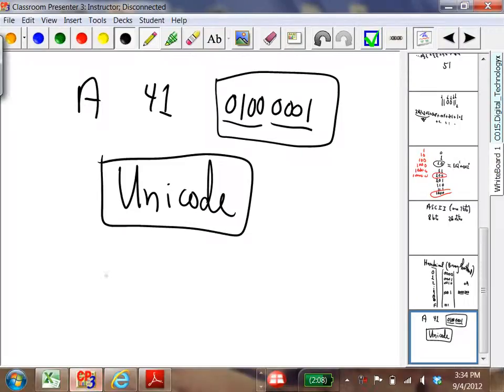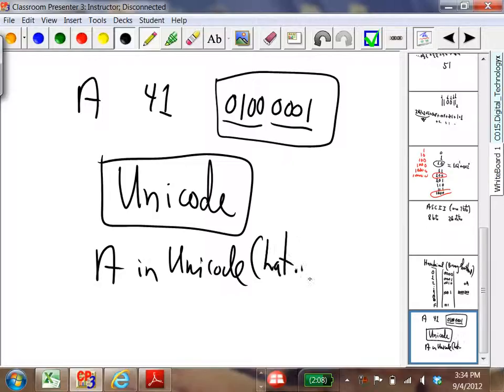So A in Unicode, that is the Latin part. Those that use Latin letters, okay, Roman letters. See, in English and Spanish and French and most of these Western countries all use Latin letters. They go back to Latin. And so it's 1004.